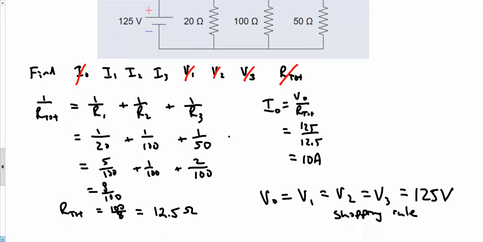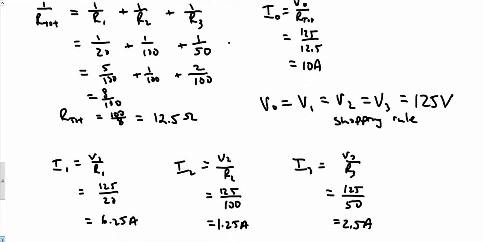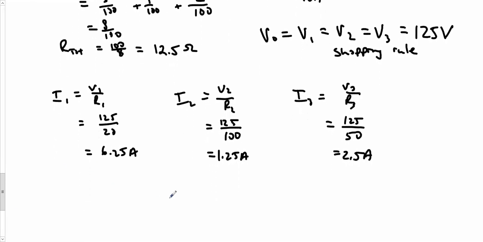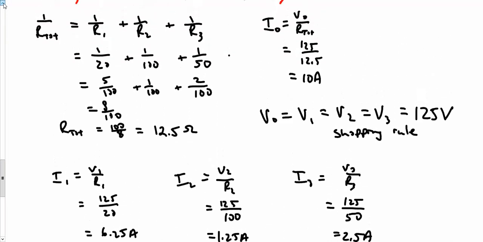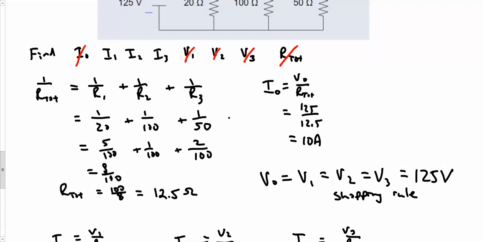Let's take a look at our numbers here. If I add 6.25, 1.25, and 2.5 together, I get 10 amps, which makes me happy because that's what I know from the car rule. So I'm going to go up here to my original question, and I have found those three I's, so I found everything in the question, and I'm done.